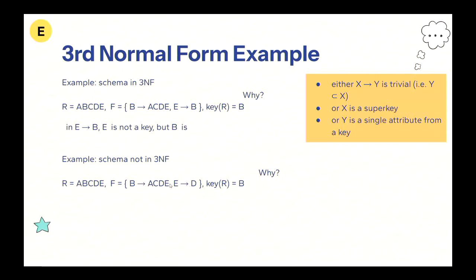It is because the first functional dependency here is not changed. So it's okay, it still follows the second restriction here. B is a super key. But the second functional dependency cannot fulfill any one of the restrictions here. E determines D is not a trivial one. It's not trivial because D is not a subset of E. And E is not a super key here.